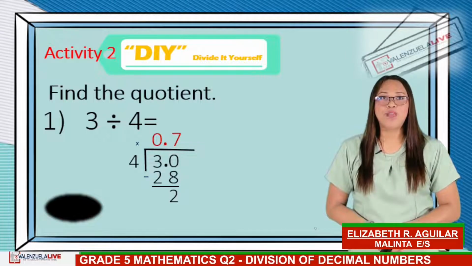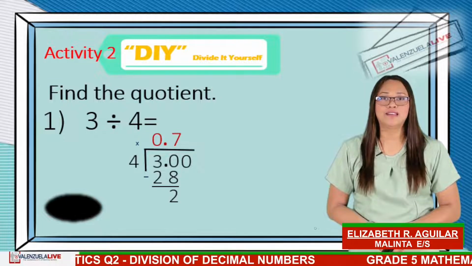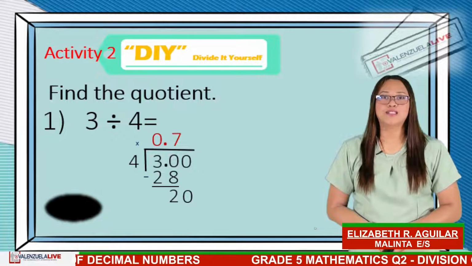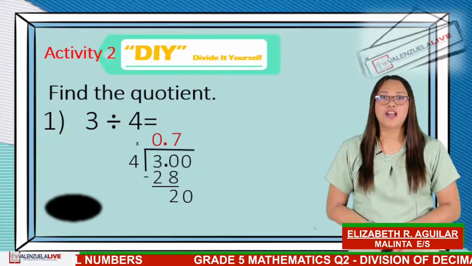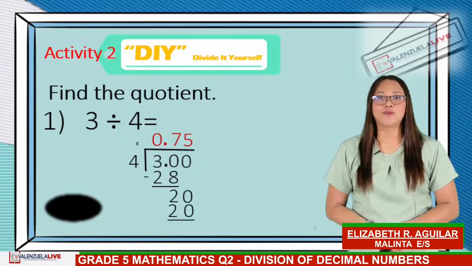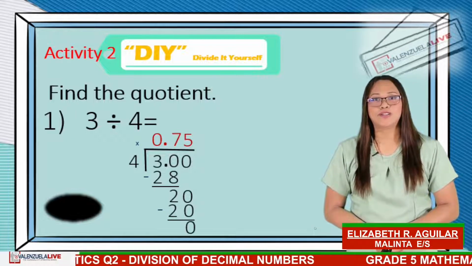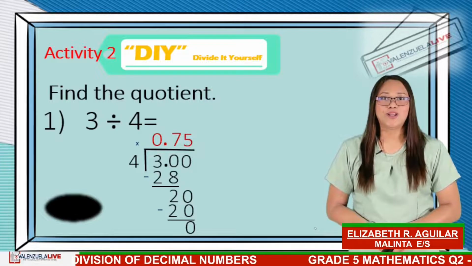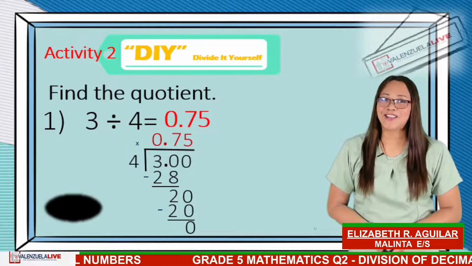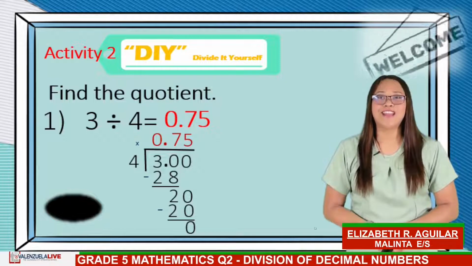Then 30 minus 28 is equal to 2. But this time, we have still a remainder. So we need to put another 0 in our dividend. Then bring down the 0, so it became 20. So 20 divided by 4 is equal to 5. Then 5 times 4 is equal to 20. Then 20 minus 20 is equal to 0. So this time our remainder is already 0. So our answer is 75 hundredths. Did you get the correct answer? Very good, mathletes. Okay, now let's go to the next number.